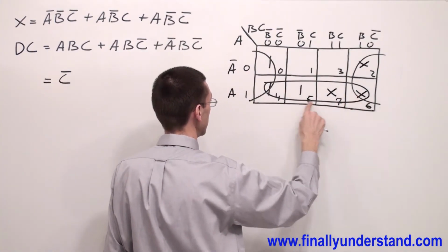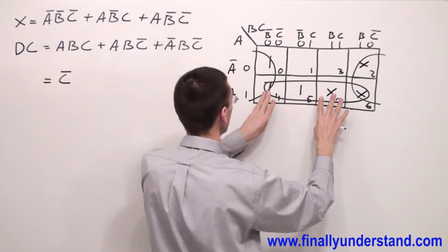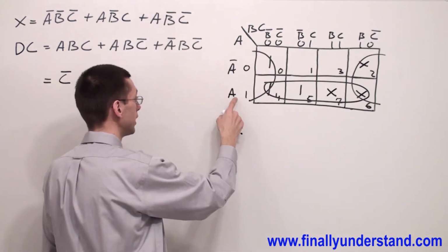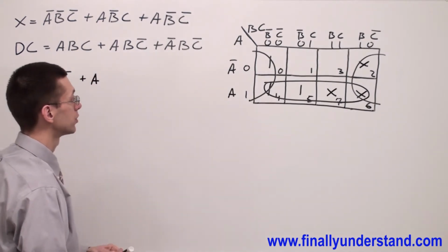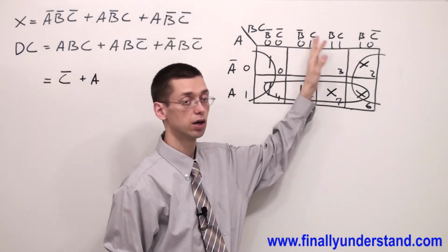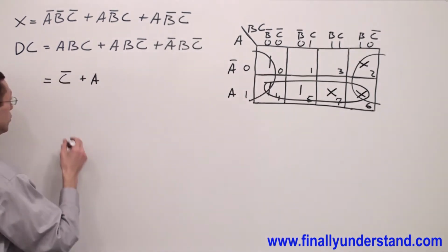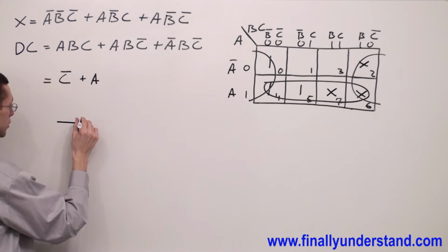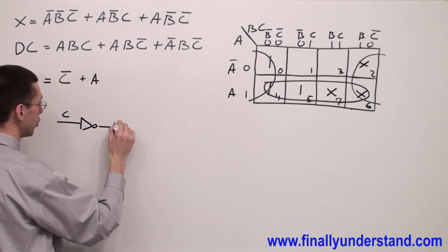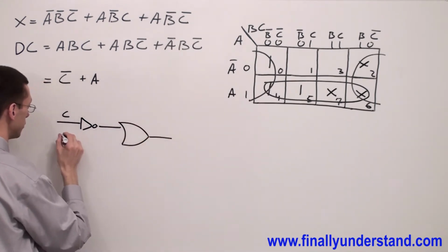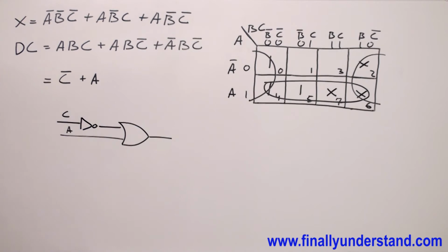Next, my second group is placed in 1 row and 4 columns. At the side of this row, I have variable A. And because there is no common variable for these 4 columns, I'm going to ignore the top part of my map. So if you want to implement this, it is nothing else, just an inverter at input C, and I have an OR gate, and I have input A. These are the solutions to my problem.